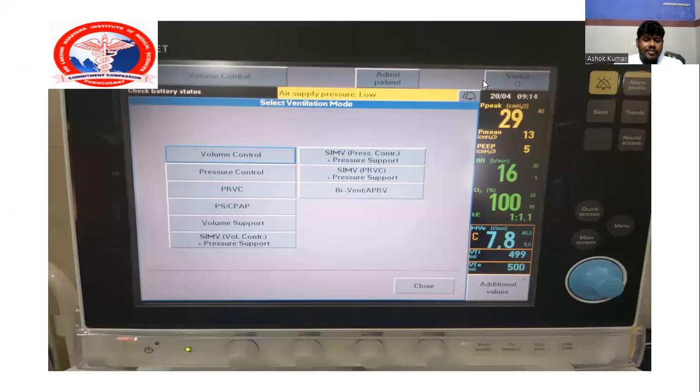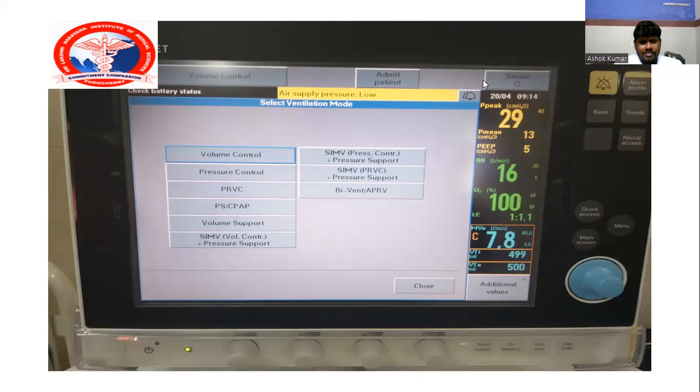Then these are the following modes available in the ventilator. First will be volume control, either controlled ventilation, assist control ventilation, or control mandatory ventilation. Next will be intermittent mandatory ventilation. Then another will be pressure regulated volume control ventilation. Next will be pressure support or continuous positive airway pressure. Then other modes: pressure control, pressure regulated volume control ventilation, pressure support or continuous positive airway pressure, volume support, then synchronized intermittent mandatory ventilation.